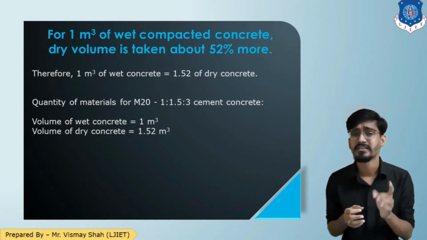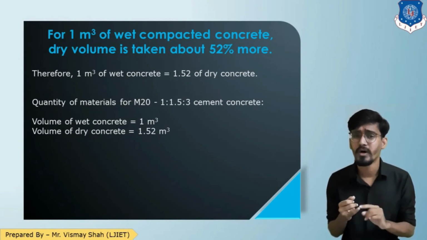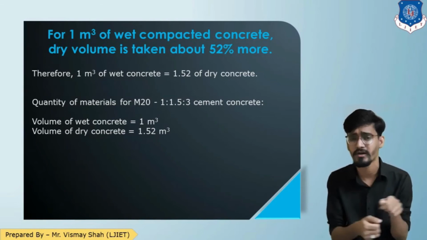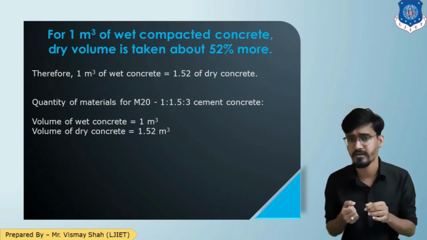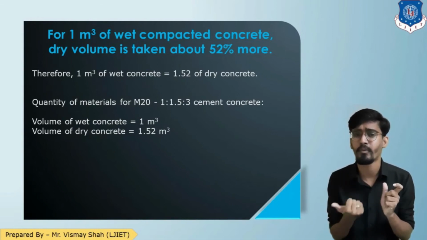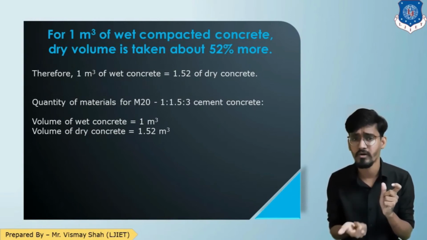Yes, students, this is a thumb rule that for 1 cubic meter of wet compacted concrete, that means the concrete which you are filling into the structure, to prepare that 1 cubic meter, you require 1.52, 52% more of that concrete.